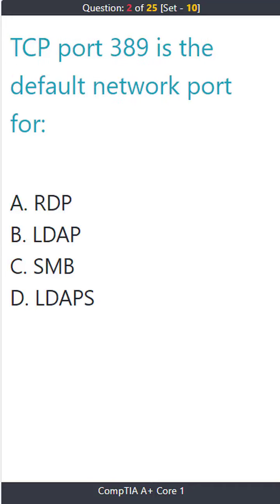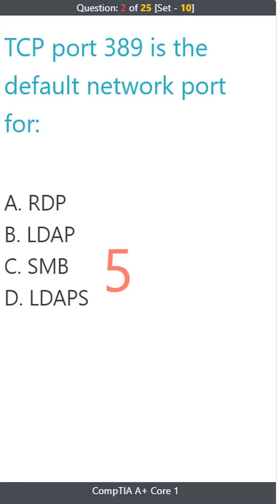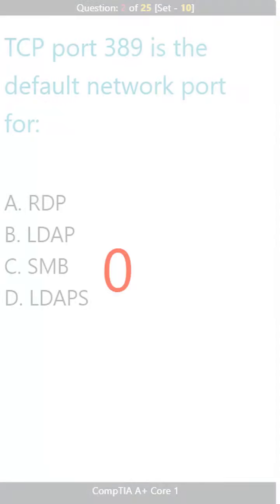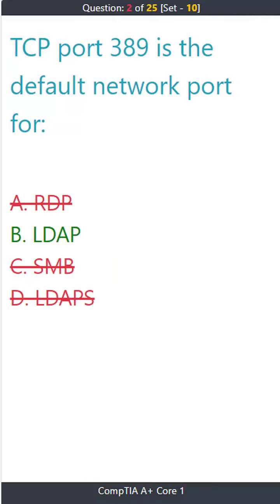Question 2. TCP port 389 is the default network port for A. RDP, B. LDAP, C. SMB, D. LDAPS. The correct answer is B. LDAP.